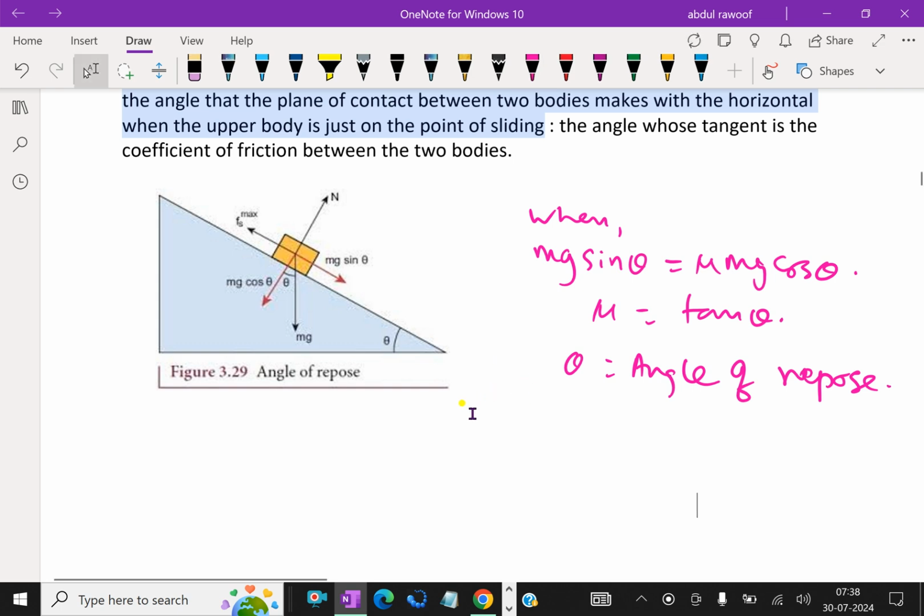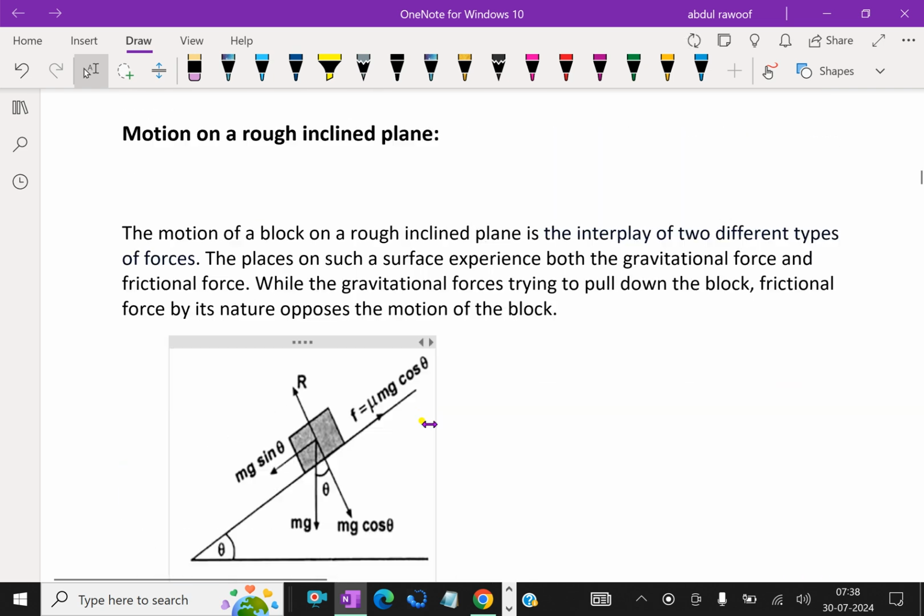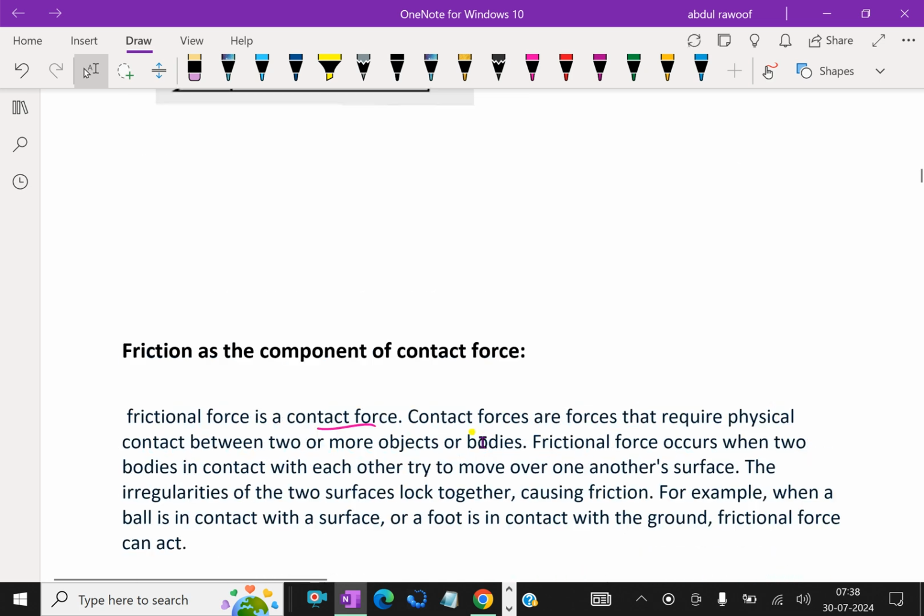So far, we discussed friction and its various types and their formulas. We have done.